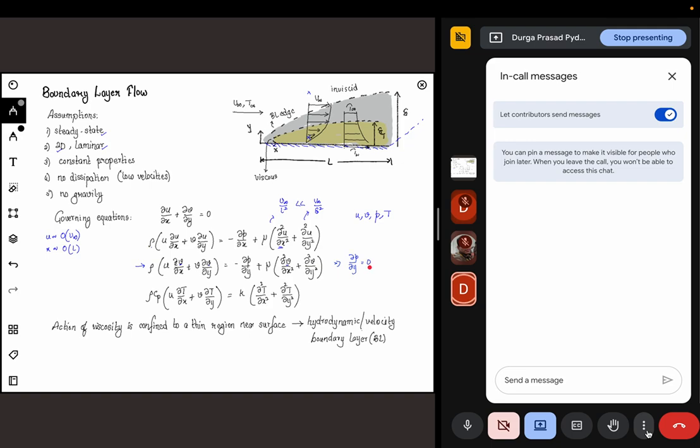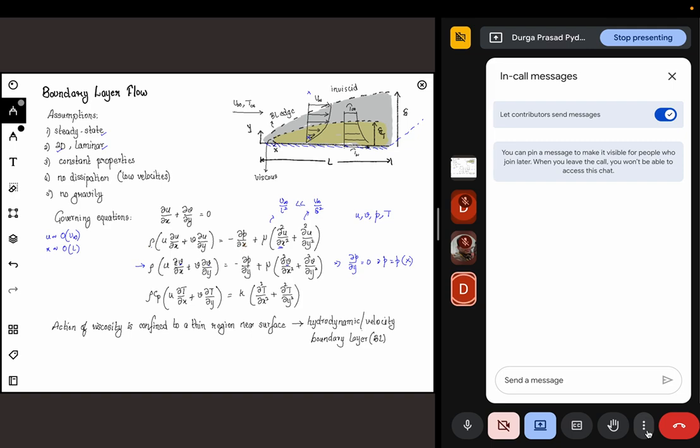When we say del p del y equal to 0, what we are saying is, if I draw a vertical line at any point along y, the pressure will be constant. That's what we get from here. So if del p del y is 0, this means p is only a function of x, which means this term still remains. Then he applied another thing.